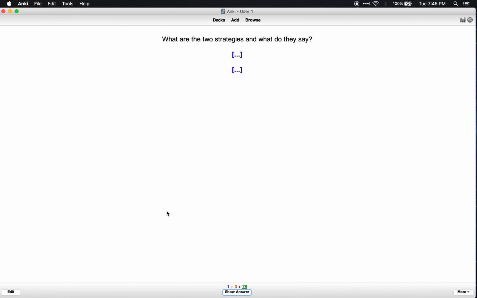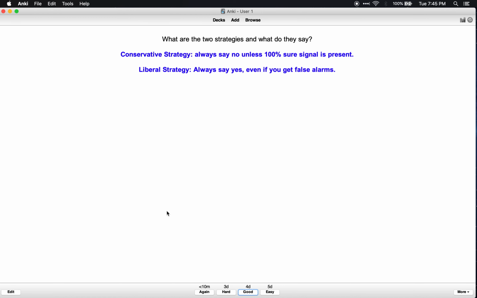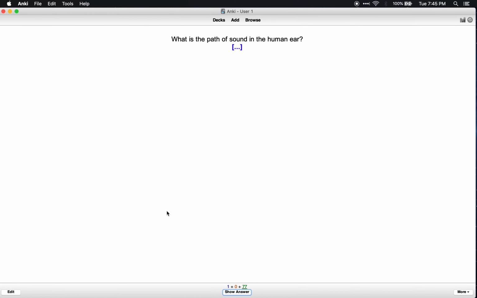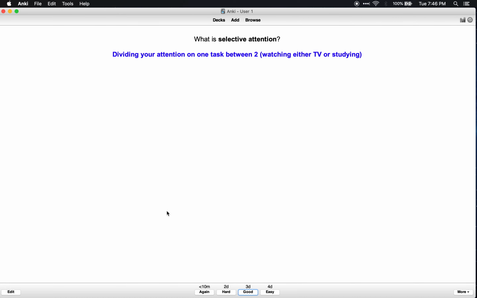Two strategies: the liberal strategy, which is to say yes on everything, even if it raises false alarms. Conservative strategy is to say no unless you're 100% sure the signal is present. Human ear goes from the pinna, which is the outer ear, to the auditory canal, to the tympanic membrane, which is the eardrum. Divided attention is dividing your attention between 2 different tasks, like watching TV while studying.